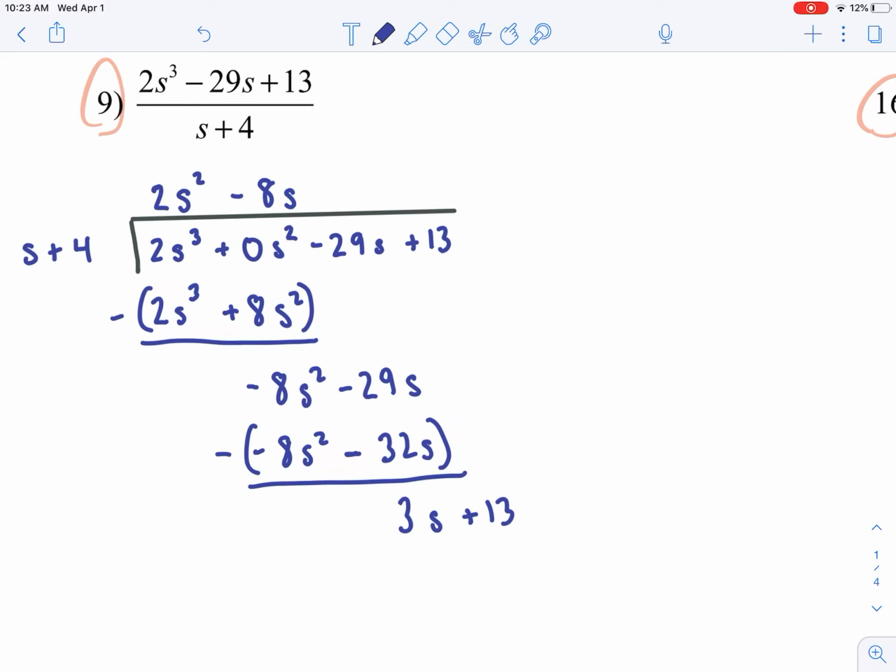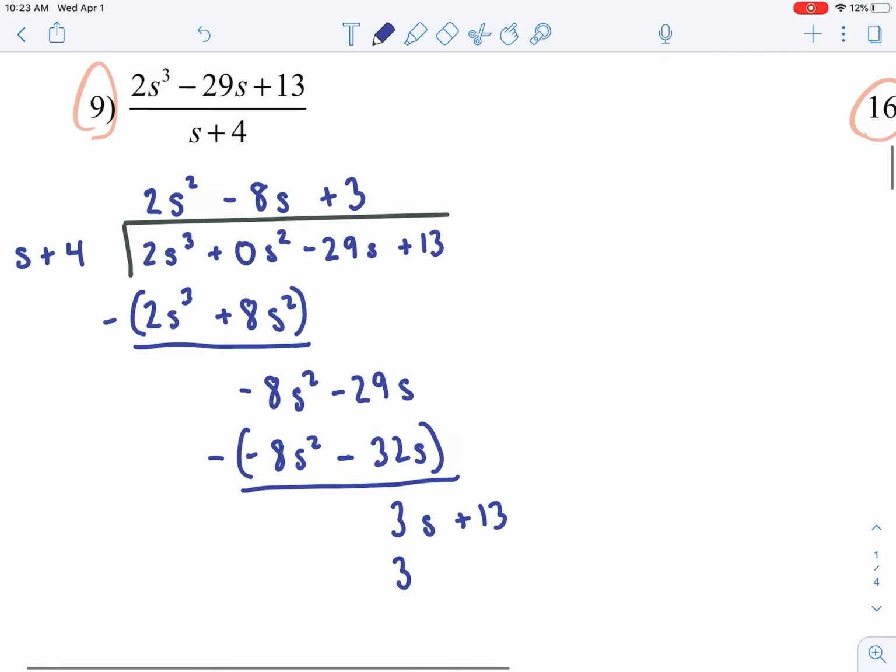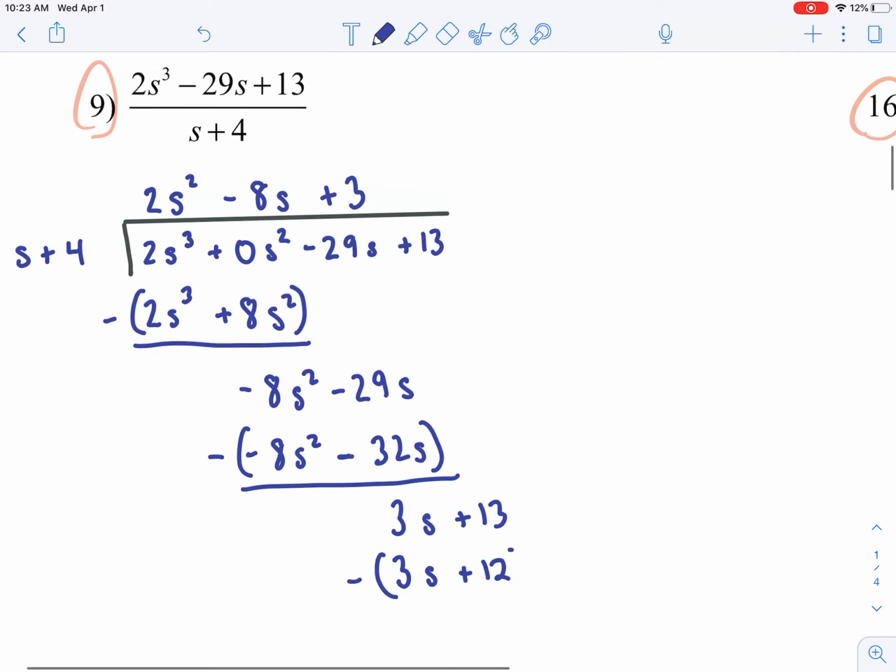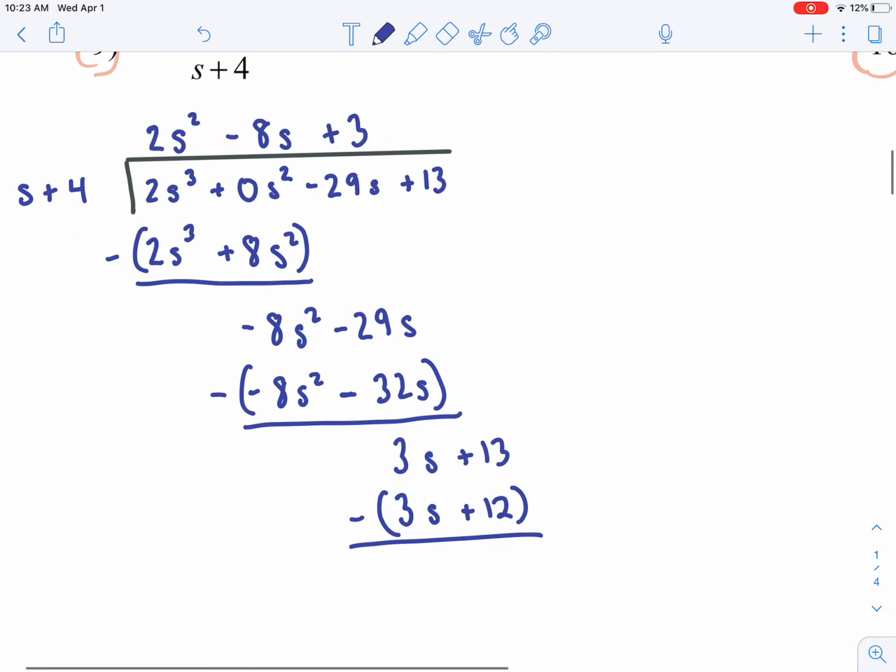Okay, what do I need to multiply s by, again, to get 3s squared? I would have to multiply by 3. And then again, I'm going to distribute that 3 to both of those terms. So 3s plus 12. I'm going to subtract. Leaves me with just 1.